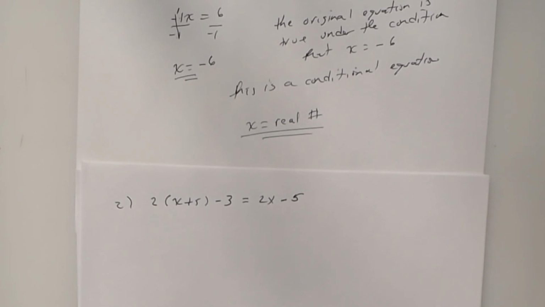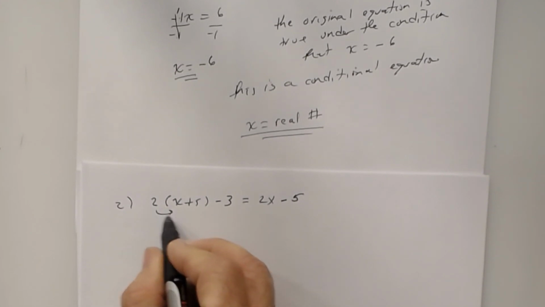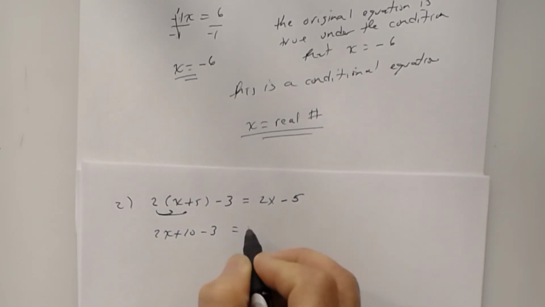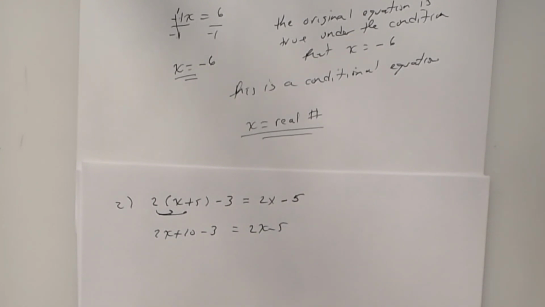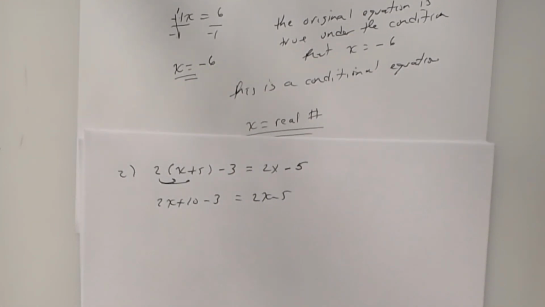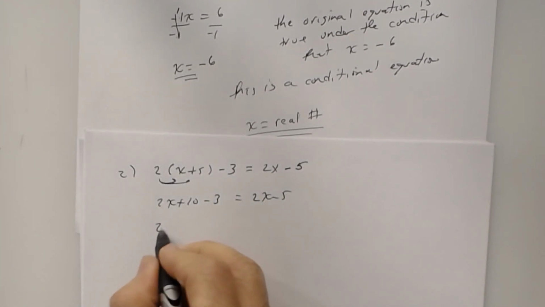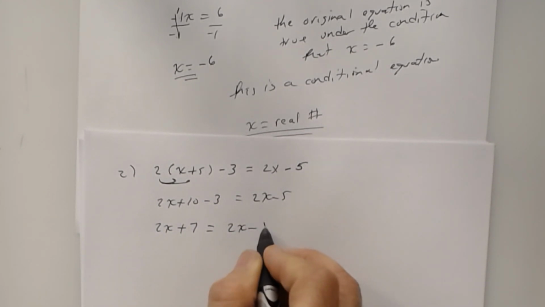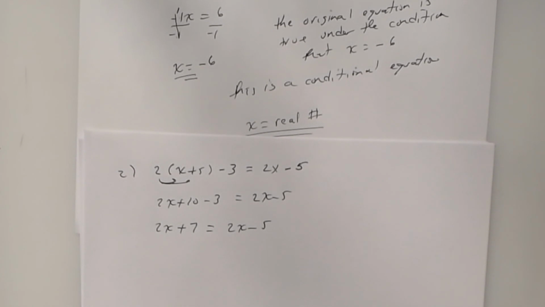So 2 times x plus 5 minus 3 equals 2x minus 5. If I solve that equation, what's the first thing you're going to do? Distribute the 2. So I get 2x plus 10 minus 3 equals 2x minus 5. What's the next step? Combine like terms. I get 2x plus 7 equals 2x minus 5. So that's where I'm at.